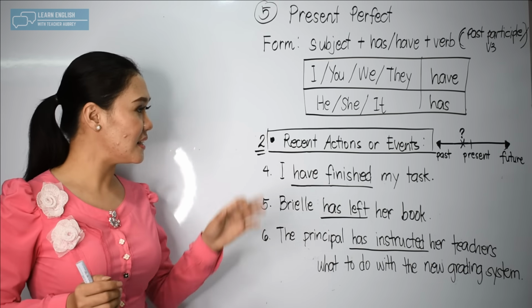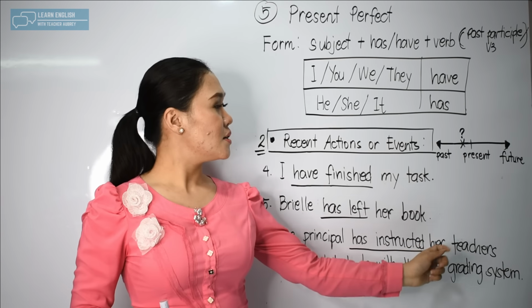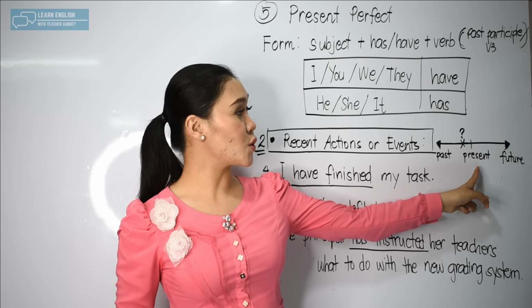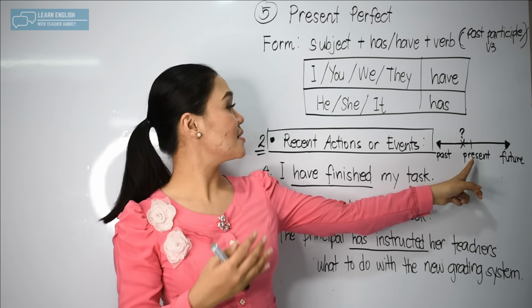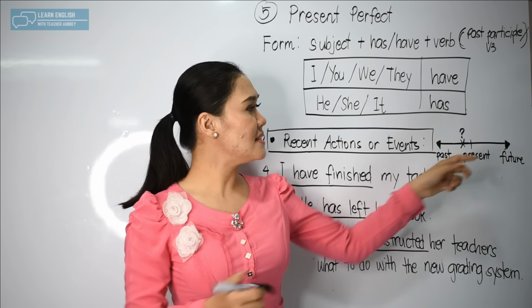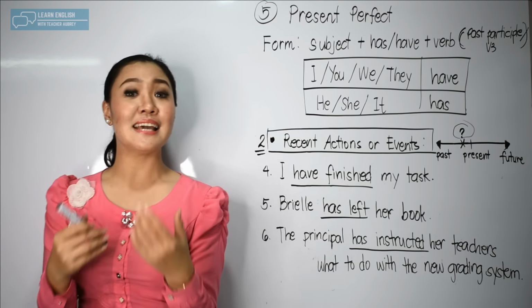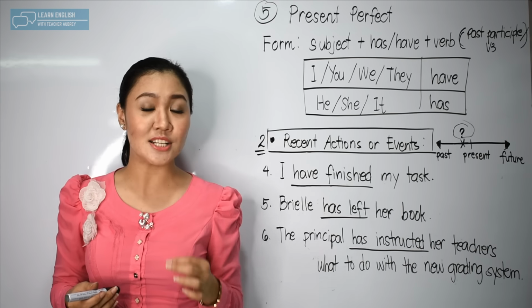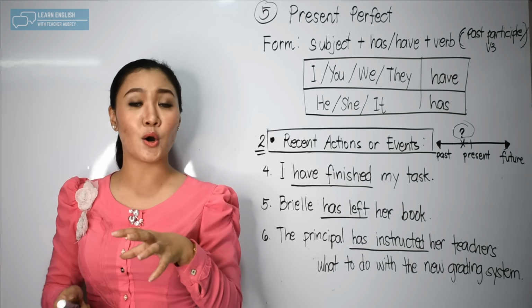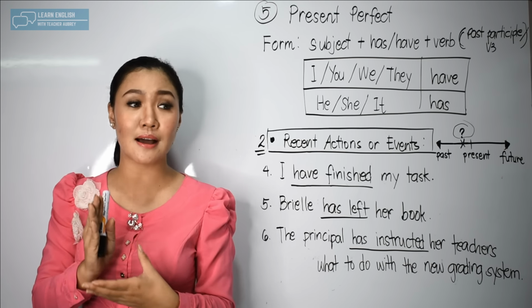Pero pansinin natin, tingnan natin itong timeline. So, halos malapit siya sa present or sa now. Dahil nga present perfect, ito yung action. Pansinin natin, meron tayong question mark. Ibig sabihin, walang tiyak na oras kung kailan siya nangyari. Dahil walang tiyak na oras, nag-focus tayo dun sa kilos na katatapos lamang.